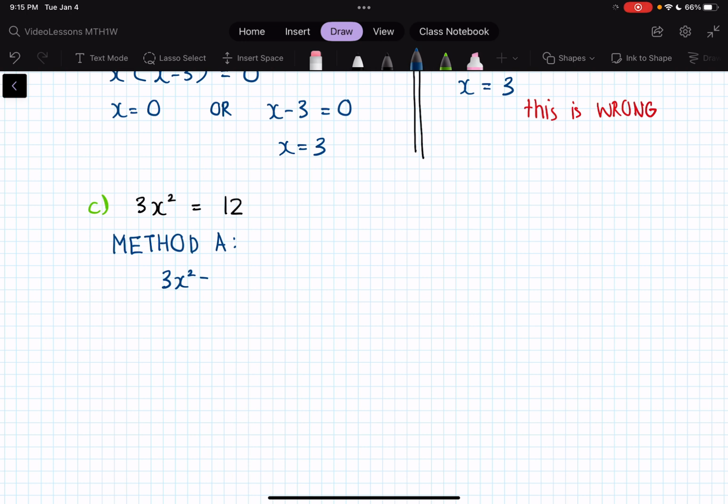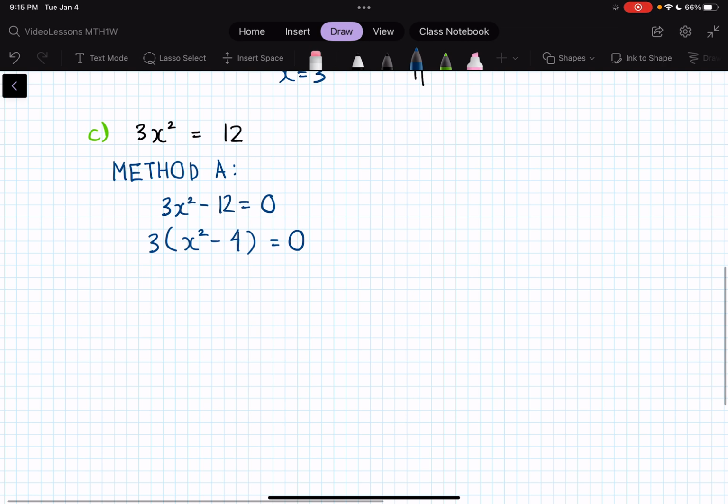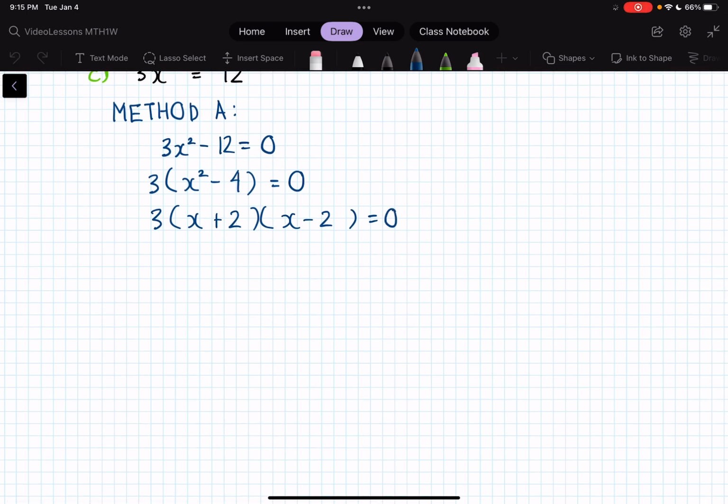The first one is to put it into standard form, so get it to equal 0. And then our method is factor and solve. So we factor first, HCF always. And then we can see that we have a difference of squares. So that's going to go 2 brackets, x plus 2, x minus 2. And then therefore, x equals negative 2 or x equals 2.